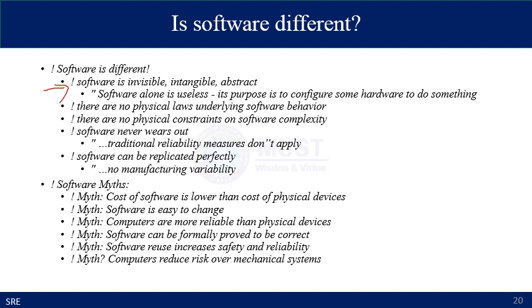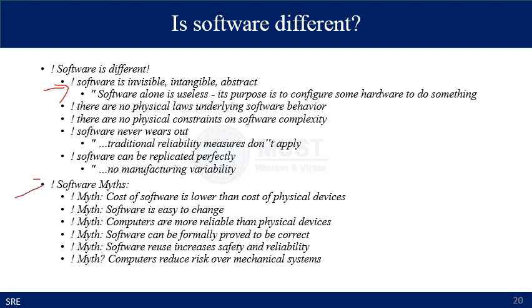Software can never wear out, and traditional reliability measures do not apply to the wear out of software. Software can be replicated perfectly, and there is no manufacturing variability. You can produce multiple copies of the same software without any error.